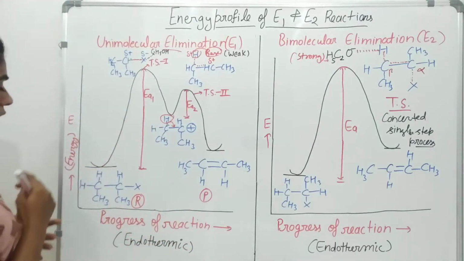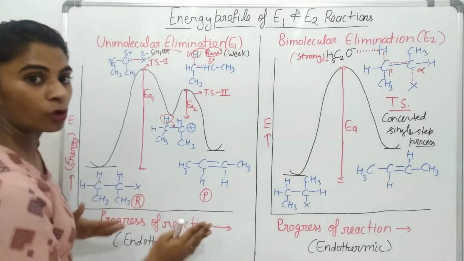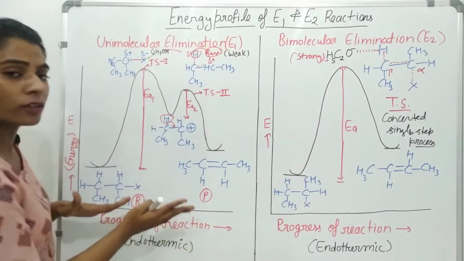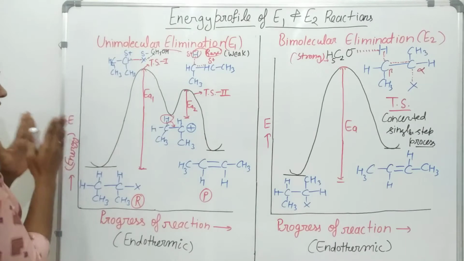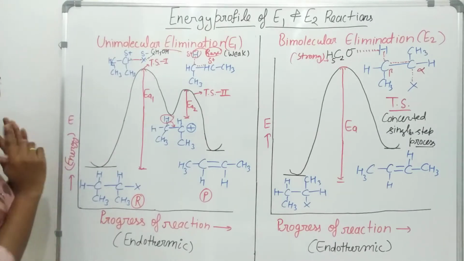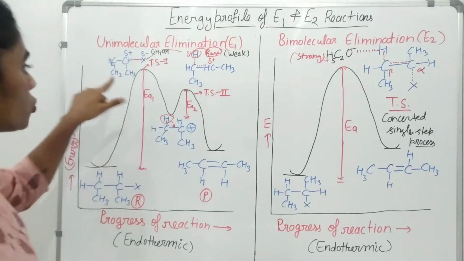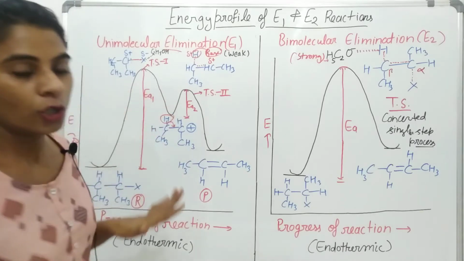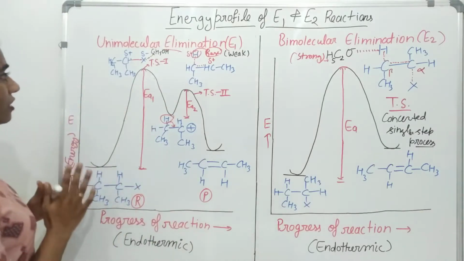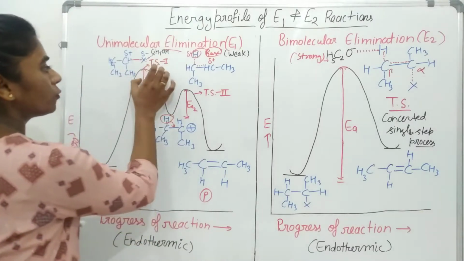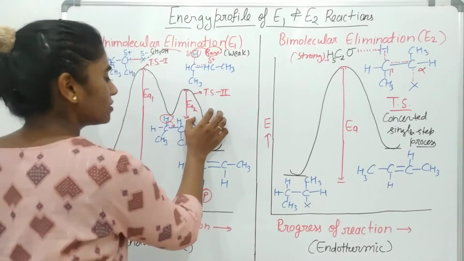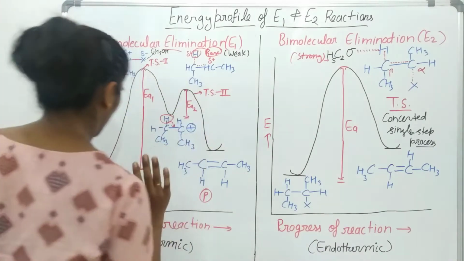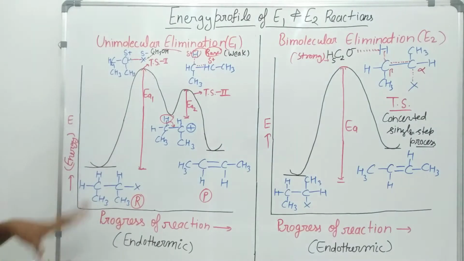So here I have taken progress of reaction on the x-axis, and on this axis I'm going to take energy. Okay, so here you see two peaks. These peaks are representing the transition state first and this is for the transition state second. Okay, so what happened in this reaction?